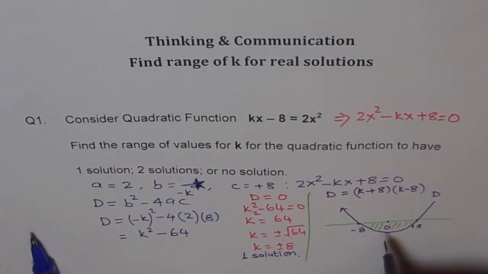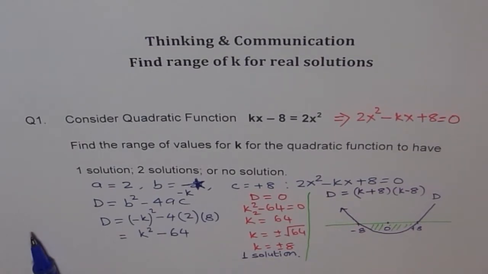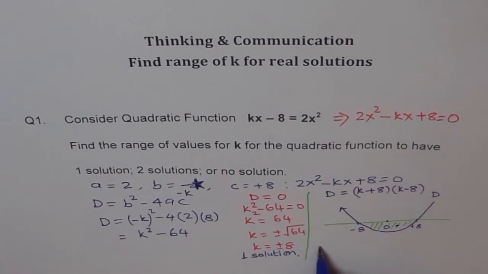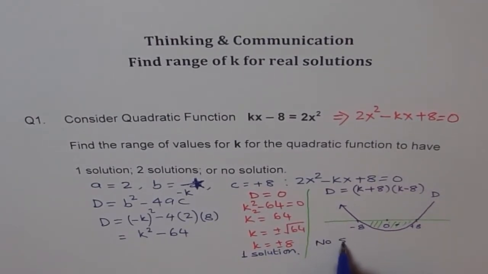Right? So this is when the discriminant is negative. Therefore, in that region the discriminant is negative, and so we will have how many solutions? None. Do you understand? So that is the region where we have no solutions. So here we have no solutions.